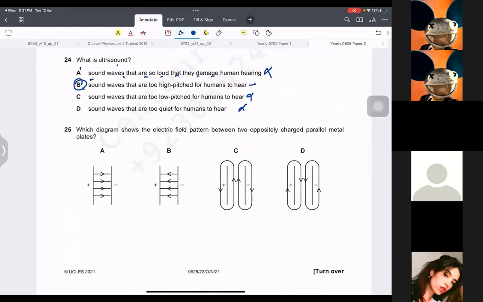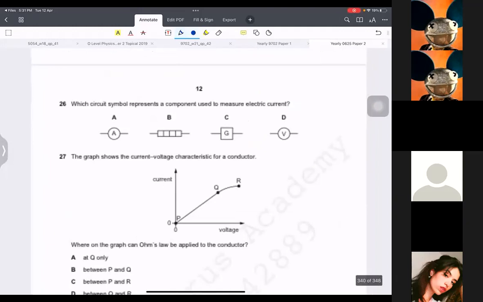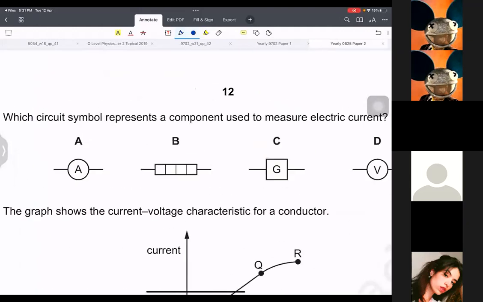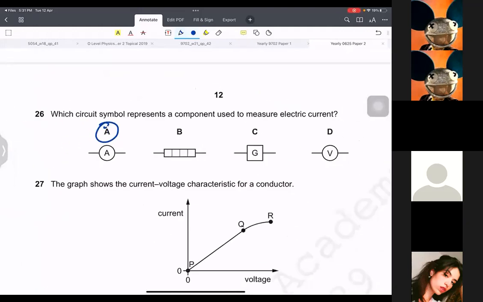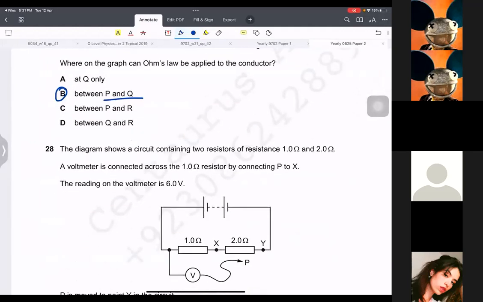Now, which diagram shows the electric field pattern? Opposite charges. They should be from positive to negative, and straight lines in parallel plates. 25 is the correct one. Which diagram represents electric current? What is used to measure it? That has to be the ammeter. The graph shows current and voltage. Fine. Which graph shows Ohm's law to be applied? Ohm's law should be applied between P and Q. So 27 is correct.